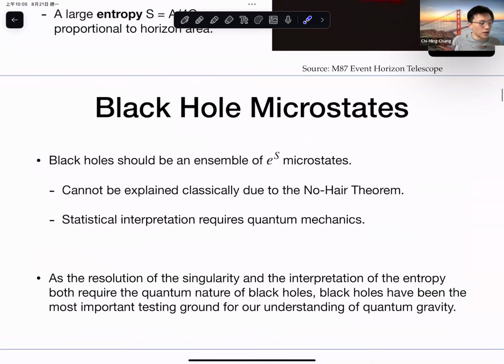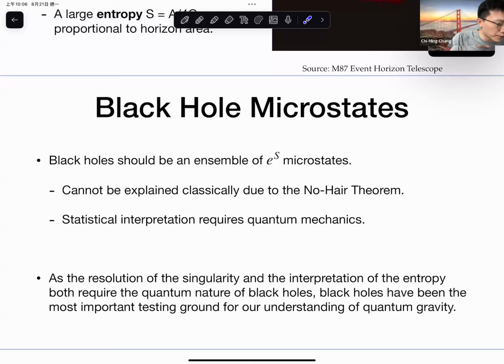Because we have an entropy, it is very natural to seek a statistical interpretation of this black hole entropy. That means the black hole should be an ensemble of e to the S microstates, a huge number of microstates. And this large number of microstates cannot be explained classically, due to the no-hair theorem in classical GR. So the statistical interpretation of the black hole entropy will require quantum mechanics again. We see that the resolution of the singularity and the interpretation of entropy both require the quantum nature of black holes. So black holes have been the most important testing ground for our understanding of quantum gravity.